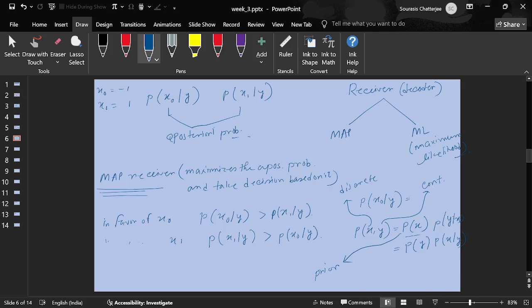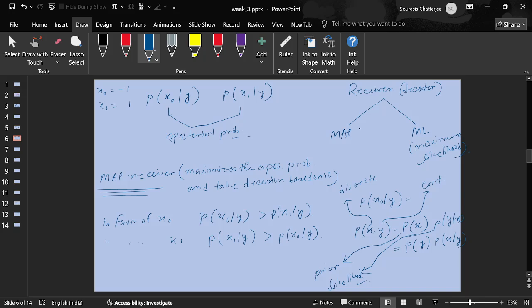And what is this p of y given x? Let's forget about the maths part. What does it intuitively mean? P of y given x: given that a symbol x is transmitted, what is the probability of receiving y, right? Yeah, that's what it means, and that is actually called likelihood. It denotes the likelihood of y given x is transmitted.